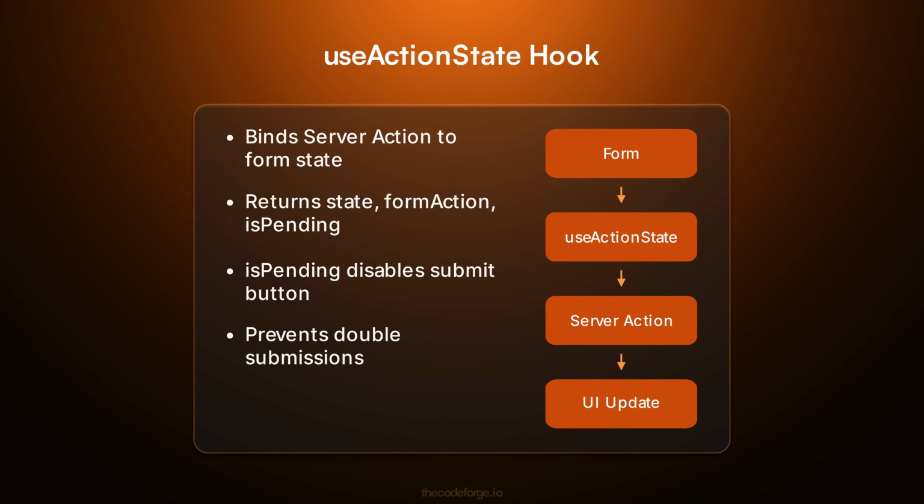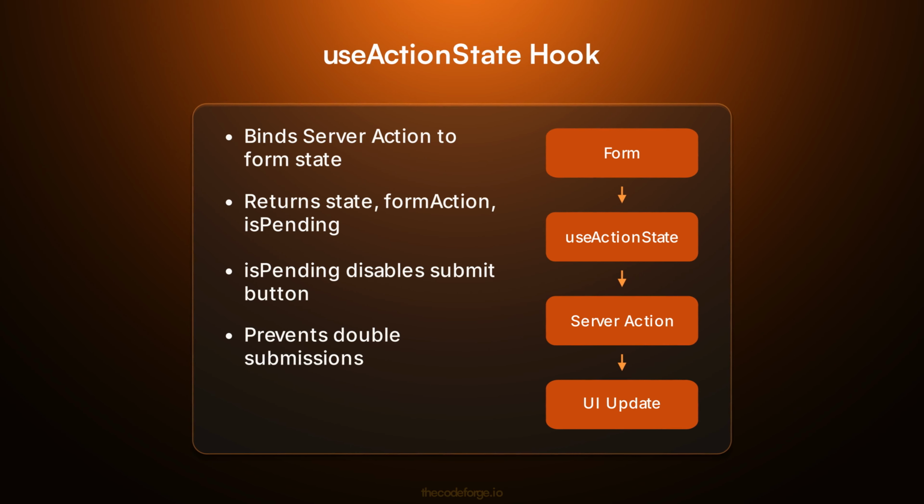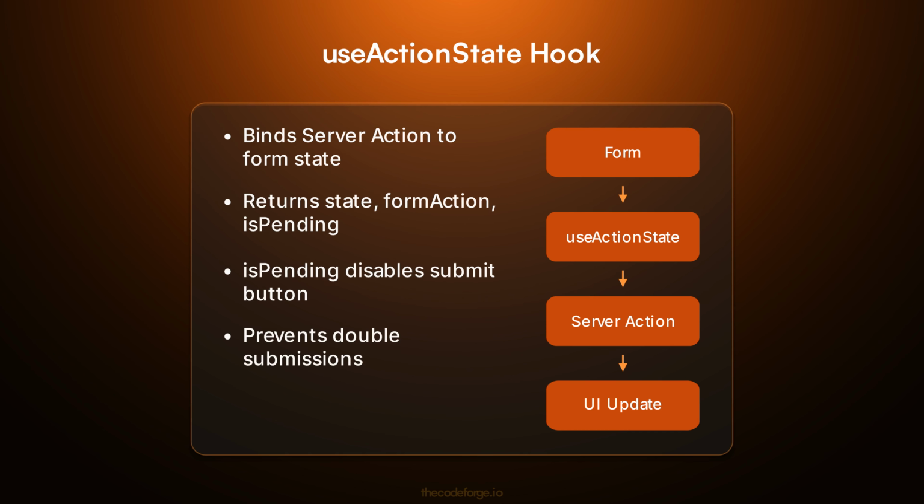useActionState is a React 19 hook that binds a server action to a form with automatic state management. It returns the action's return value, a pending flag, and a form action function. The pending flag is the key. When true, you disable the submit button and show a loading indicator, preventing double submissions.